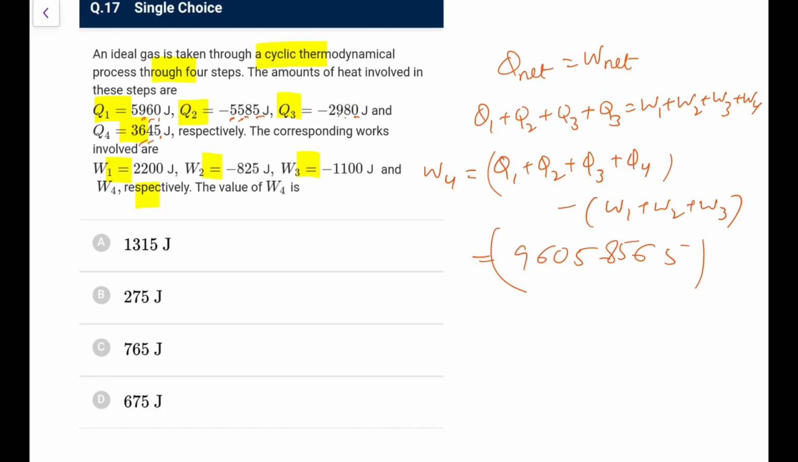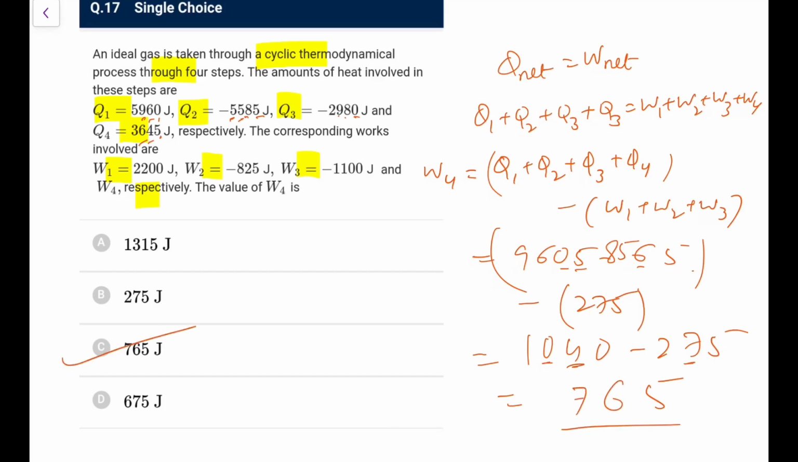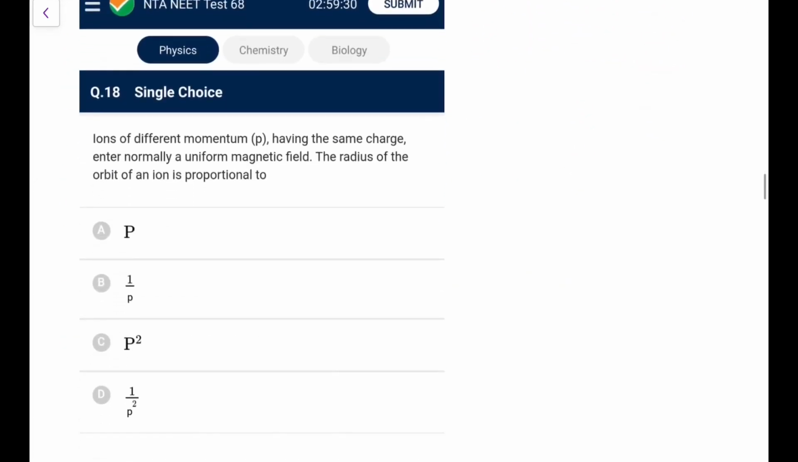This is the Q net. And W1 plus W2 plus W3, what we have is 1100 minus 825, which you can roughly make out is 275. You can do it mentally. So now we have 1040 minus 275. If I am doing it right, this is 765 joule. I am getting the answer, and I am assuming I am right. Yes, I am right.